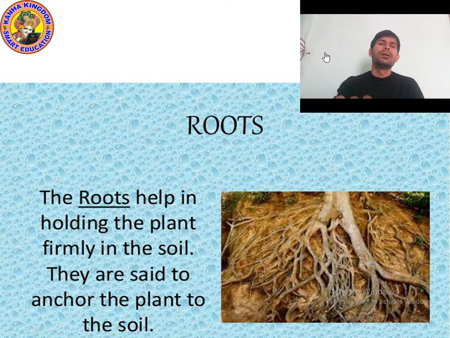We also studied about photosynthesis. What is photosynthesis? Photosynthesis is a process in which plants use water and carbon dioxide from the air, and they absorb sunlight in the presence of chlorophyll and then make food which is stored in the form of starch. Oxygen is given out in this process.